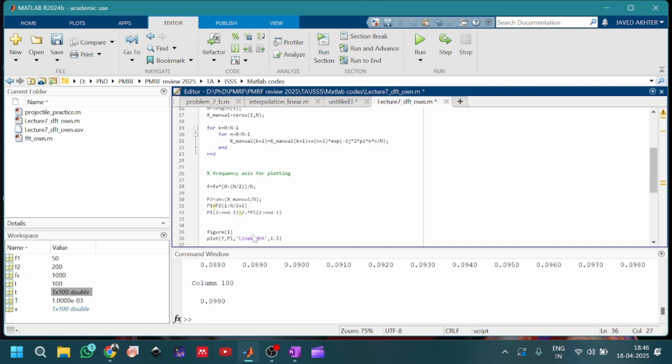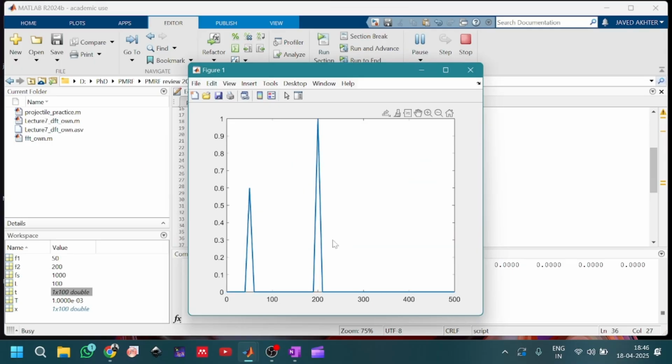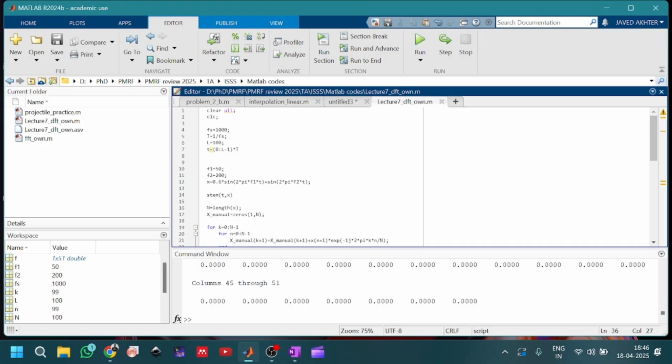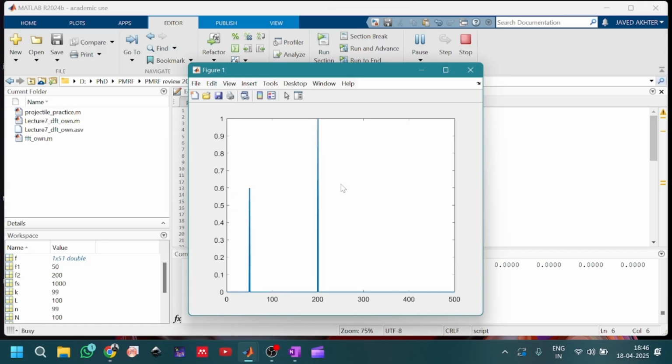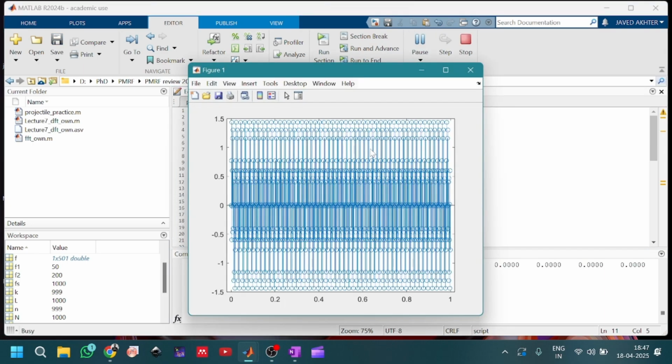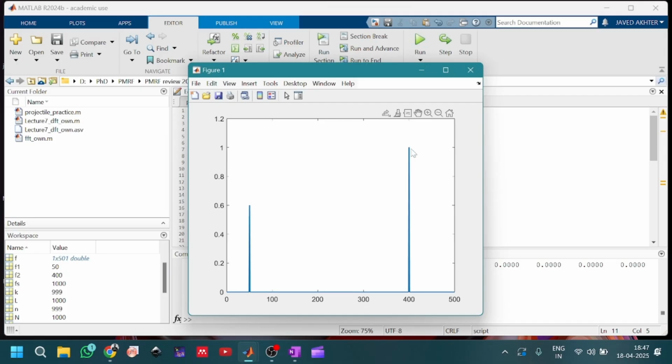Okay, so now let me run it. It should give me the Fourier transform output of your original signal, but using the DFT function. Now we can increase the number of data points, because as you can see, we have this 200 and this 50 hertz frequency component present. If you change it to a different value, it will give me the corresponding frequency component.